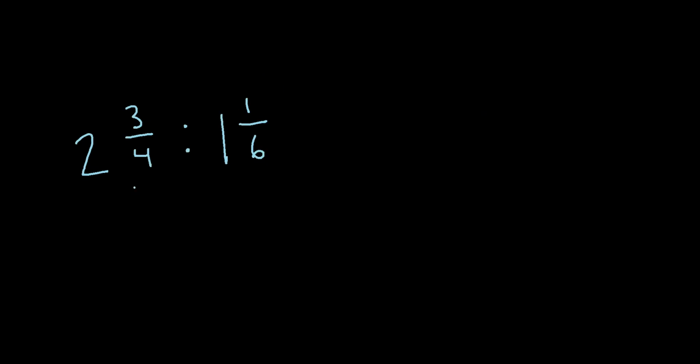All right, let's try one more example. Let's say we have 2 3/4 to 1 1/6. So in this example, we have 2 mixed numbers. The easiest way to simplify this ratio is to convert the mixed numbers to improper fractions. So the way that we do that is we take the denominator of 4, multiply it by the whole number, and then add the numerator. So 4 times 2 is 8, plus 3 is 11. So we can rewrite 2 3/4 as 11 over, we keep the same denominator of 4. So 2 3/4 is the same as 11/4.